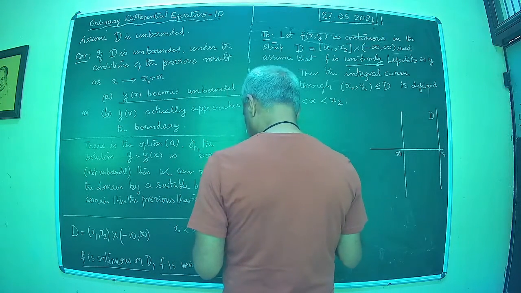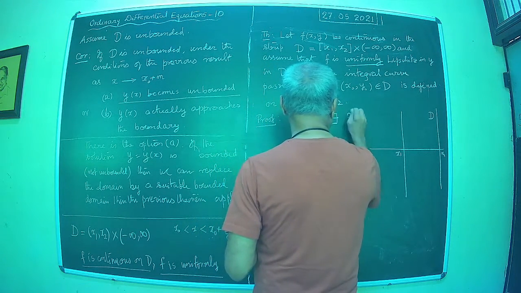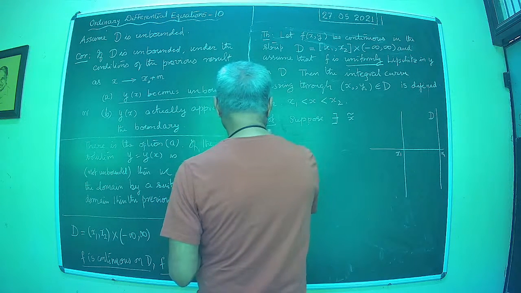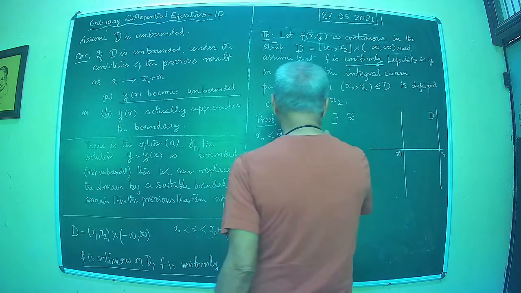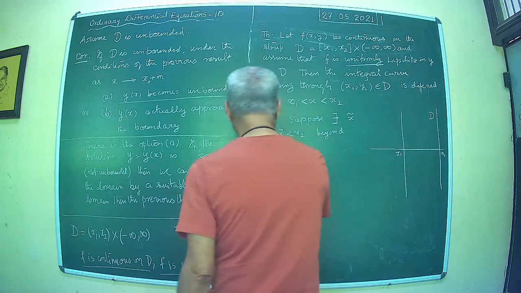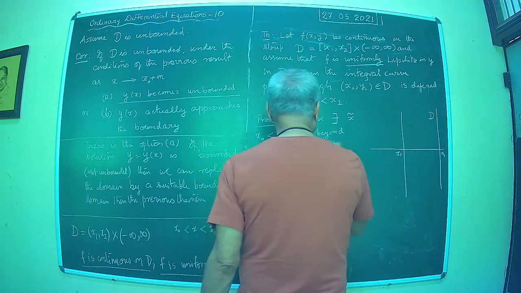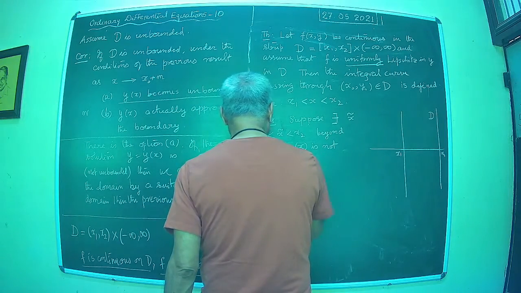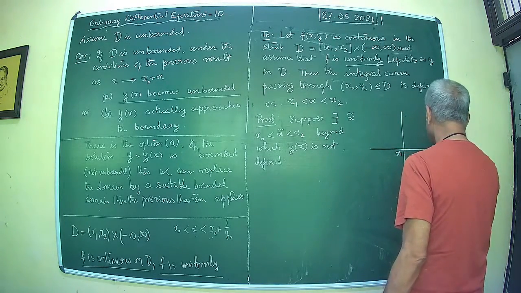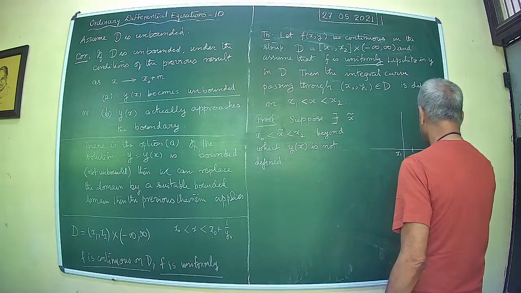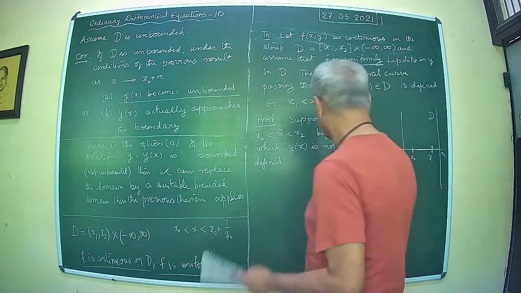So we start with the assumption. Suppose there exists an x tilde such that x0 is less than x tilde less than x2, beyond which the solution is not defined. Suppose x0 is this point. The solution is defined only on this interval, and it doesn't go beyond that. This is your x tilde.